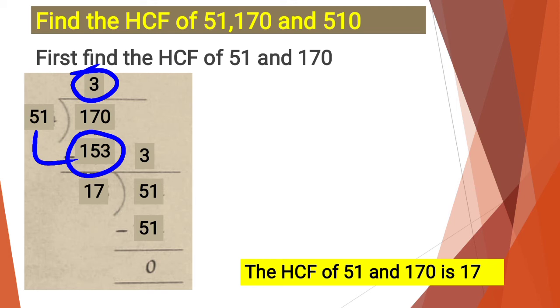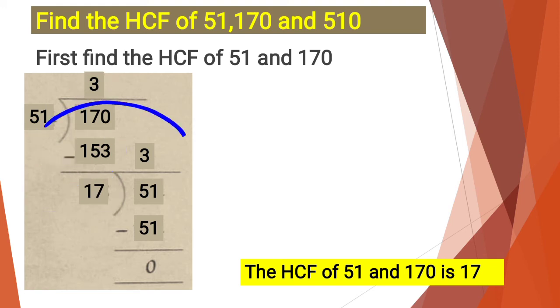Now 170 minus 153, what will be the subtraction? The subtraction will be 17. This 17 is the remainder. Now it will divide this 51, so that is why I have written this 51 here. This 17 is the remainder, and now this 17 will divide this 51.